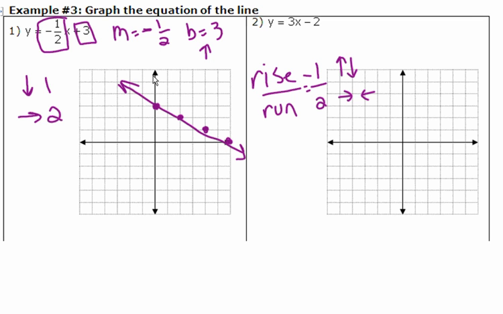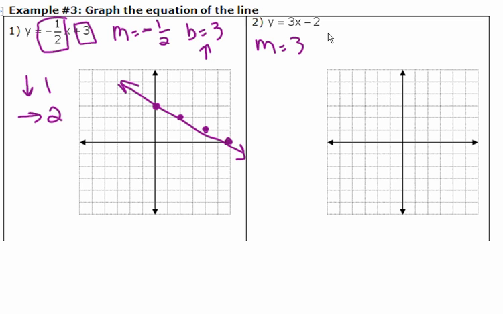So let's look at number 2. Let me erase this. So I have y equals 3x minus 2. So my slope is 3. My y-intercept is negative 2 since there's a minus sign. So I start at negative 2 on my y-axis. Now my slope is 3. We always want our slope to be in fraction form because it's rise over run. Remember, anytime you have a whole number, you can make it into a fraction by putting it over 1.